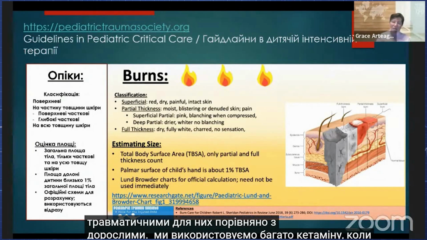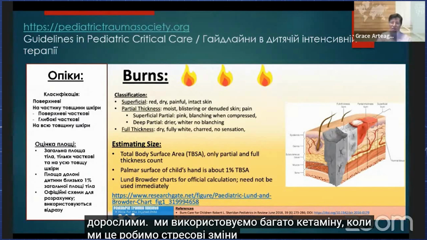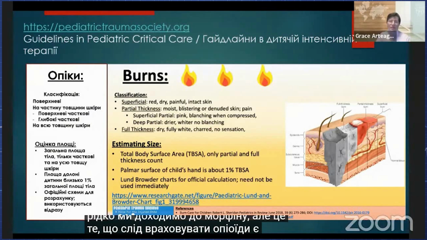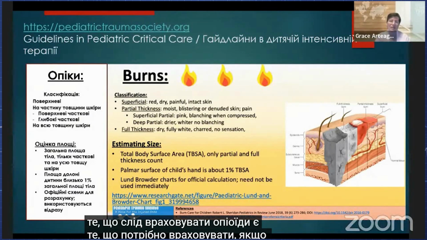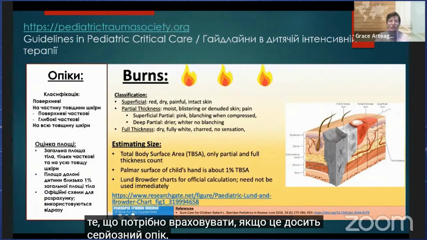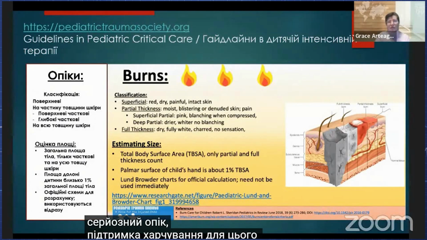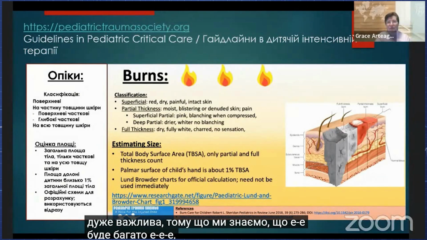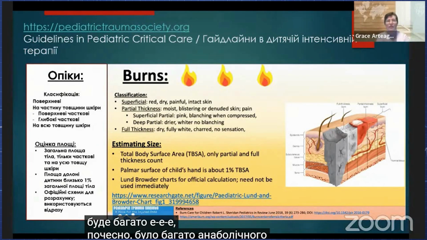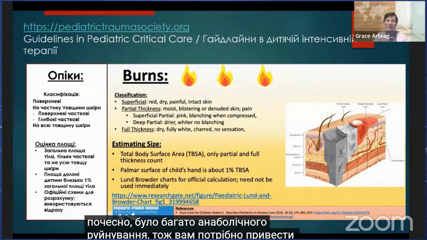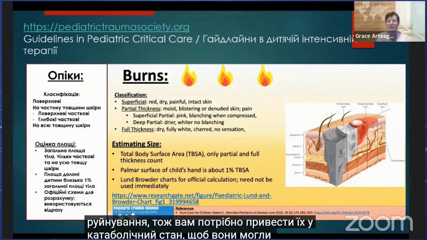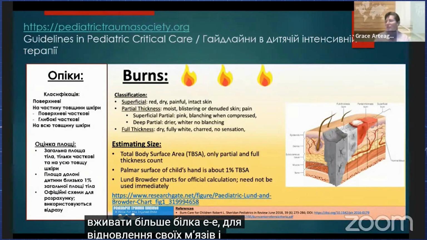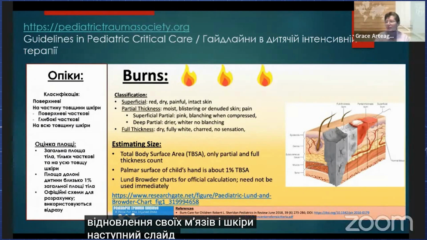We use a lot of ketamine when we're doing those dressing changes. Rarely we get to the morphine, but that's something to consider. Opioids are something to consider if it is quite a severe burn. Nutritional support for this patient is quite important because we know that there was a lot of anabolic destruction. So you need to get them in an anabolic state so that they can start using more protein for their muscle and skin repair. Next slide.